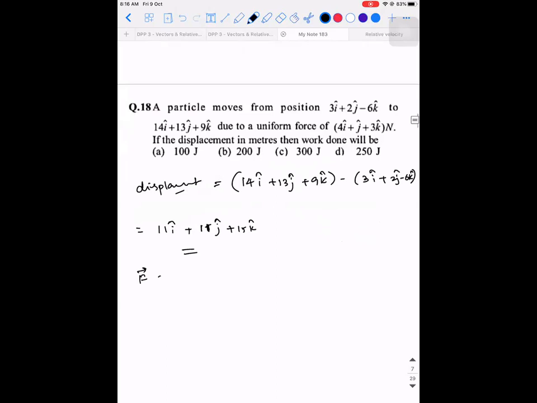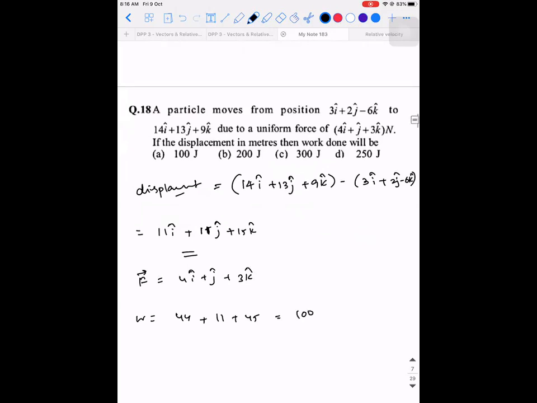Force vector is given as 4 I cap plus J cap plus 3 K cap. So what is the work done? Work done will be the dot product: 44 plus 11 plus 45. So 45 plus 11 is 56, 56 plus 44 is 100. So 100 joule is the answer. Did you understand this part? When two position vectors are given, how will you calculate the displacement vector? Final minus initial.